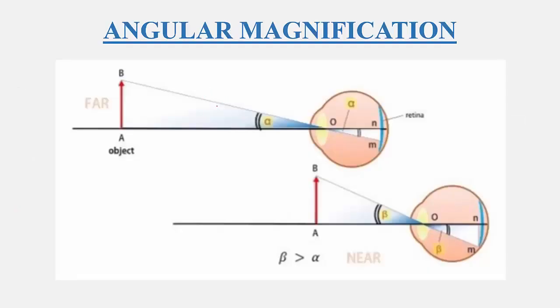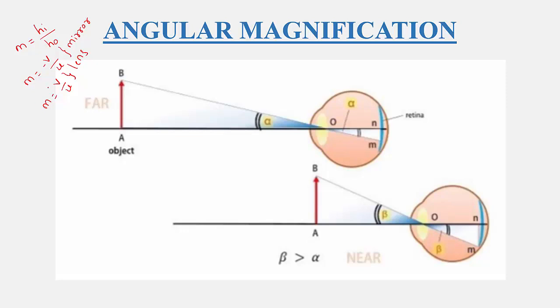Before studying optical instruments like microscopes and telescope, first we have to know what angular magnification is. As we already studied linear magnification, we know that linear magnification is given by the equation m = hi/ho, that means the height of image to the height of object, or m = -v/u for spherical mirrors, or m = +v/u for lenses.